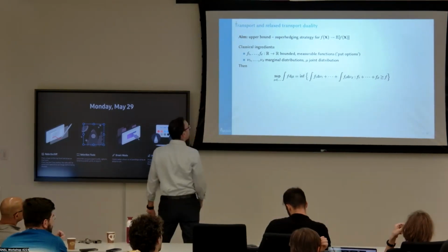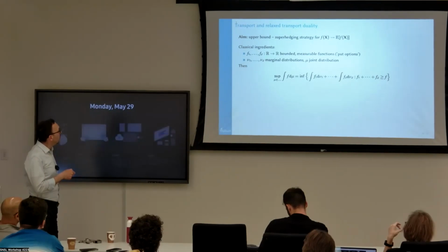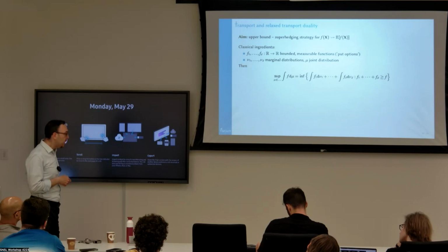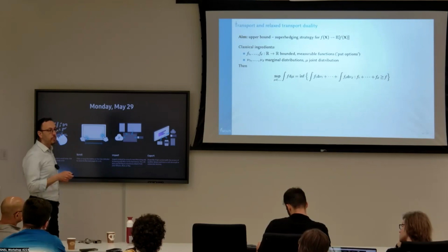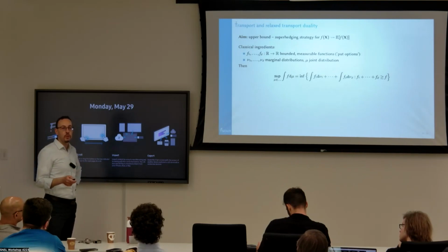And okay, the classical result in optimal transport is the following. You are interested in maximizing this integral here with respect to all probability measures where you know the marginals, but you don't know anything about the joint law.